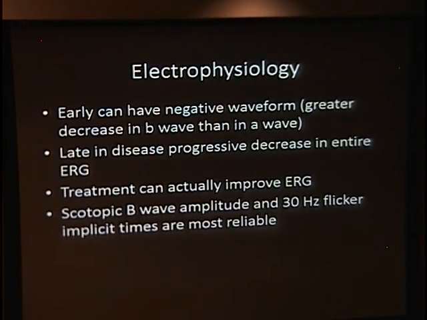So with further testing, which we'll go back to our patient in a minute, the patient can have a negative waveform on a full field ERG, which basically means that there's a greater decrease in the B wave than the A wave. Late in the disease, the entire ERG can go flat. So the B wave tends to go first and the A wave follows. Treatment, which we'll get into in a second, can actually improve the ERG over time.